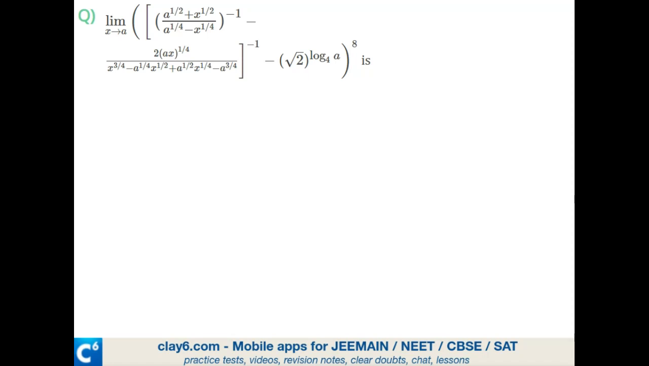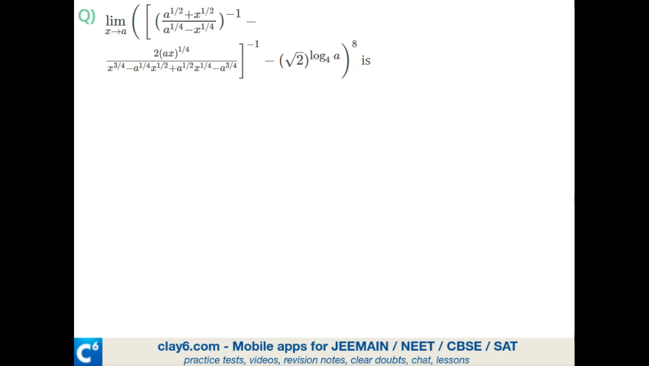What is now left is just a constant. Now all you have to do is write log 8 to the base 4 as 1 by log 4 to the base a, and root 2 as 2 power half. Then it will all just work out. So let us see the solution.